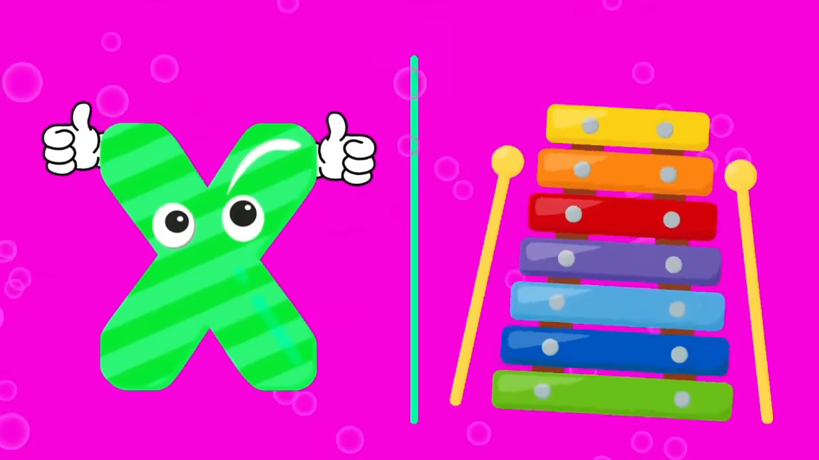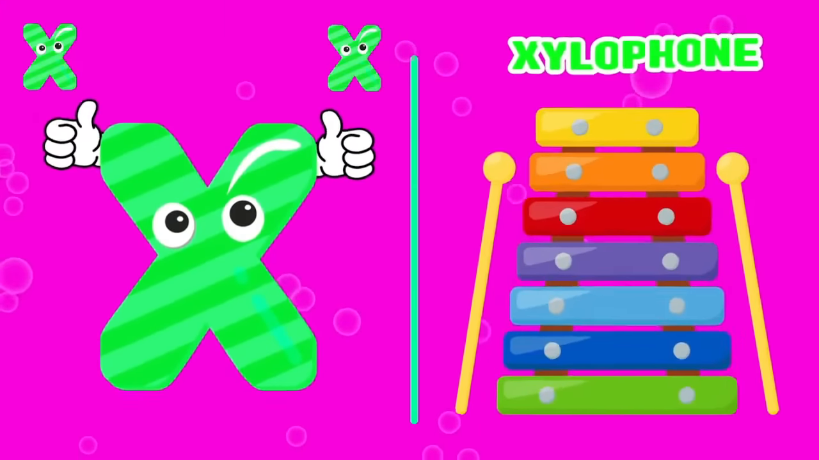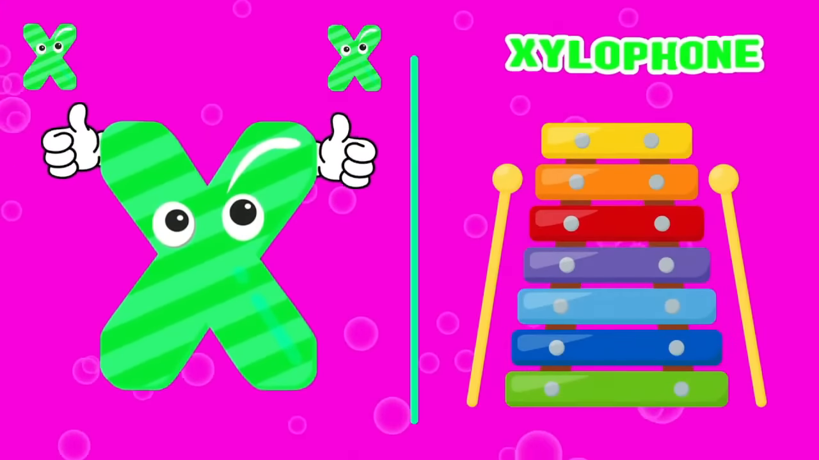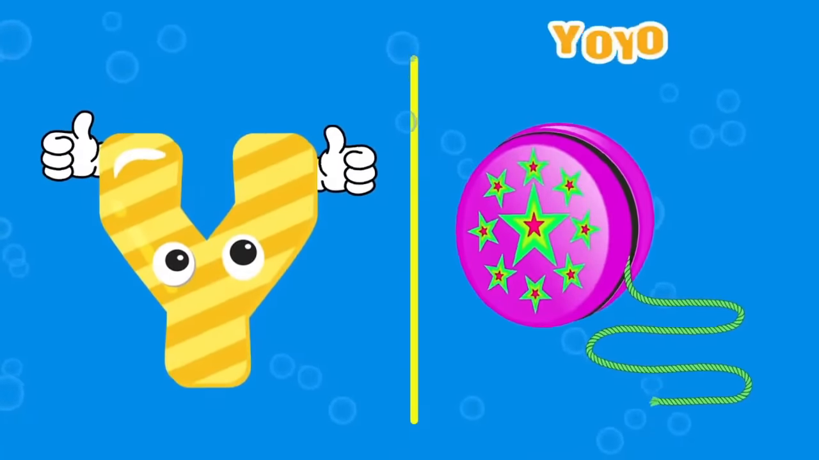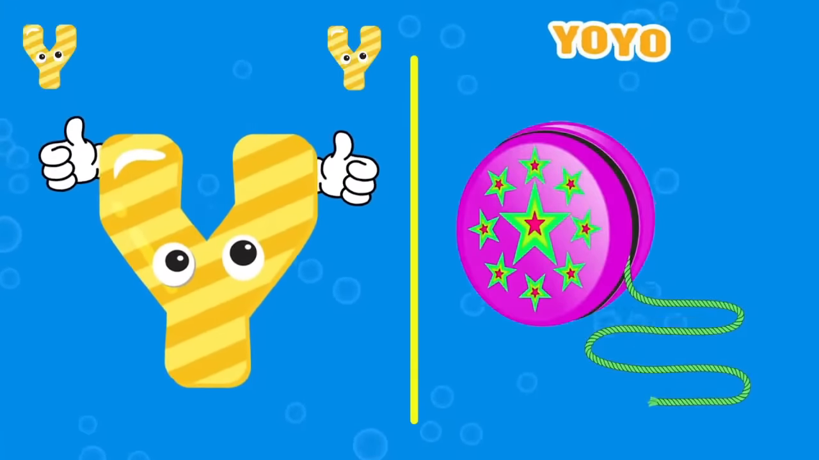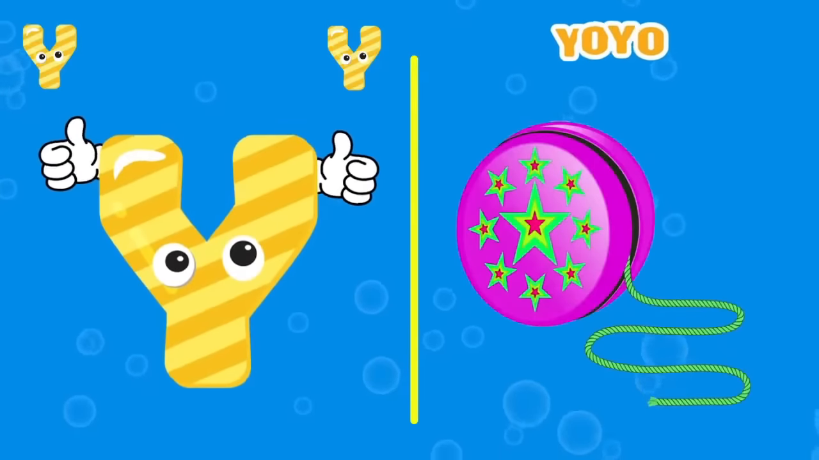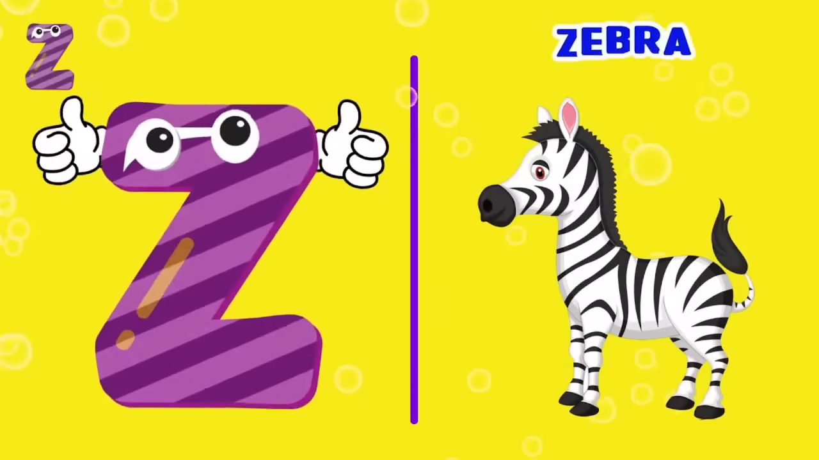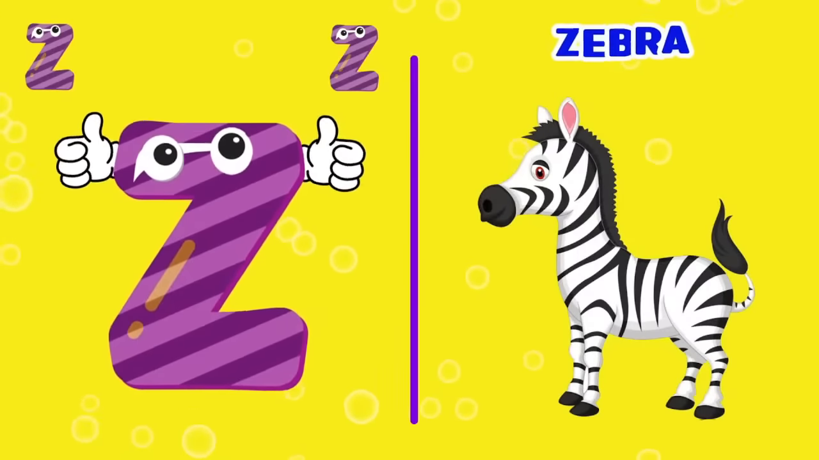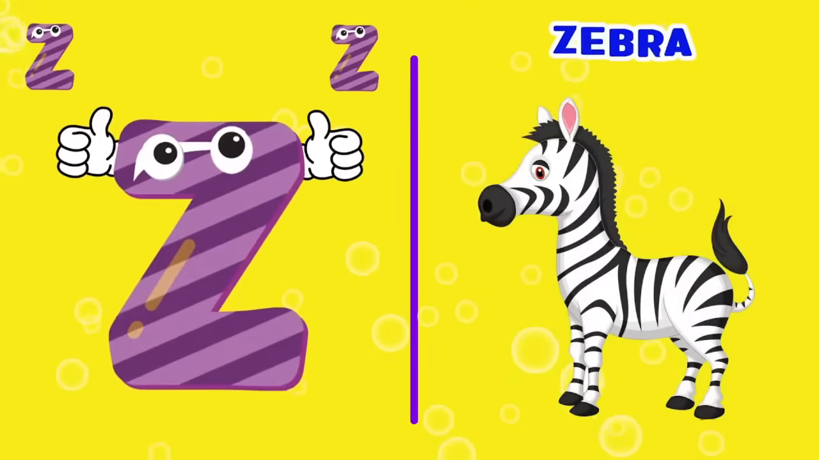X is for xylophone. Z, z, xylophone, X, xylophone. Y is for yo-yo. Y, y, yo-yo, Y, yo-yo. Z is for zebra. Z, z, zebra, Z, zebra.